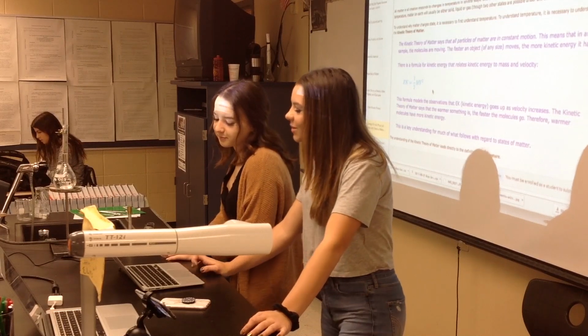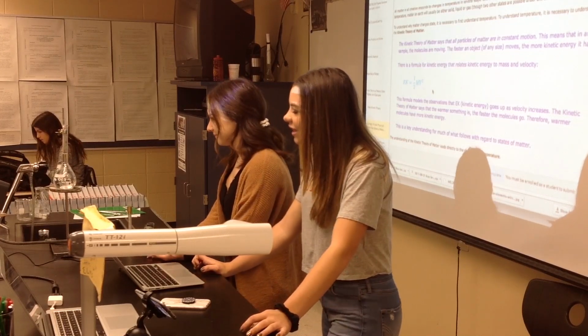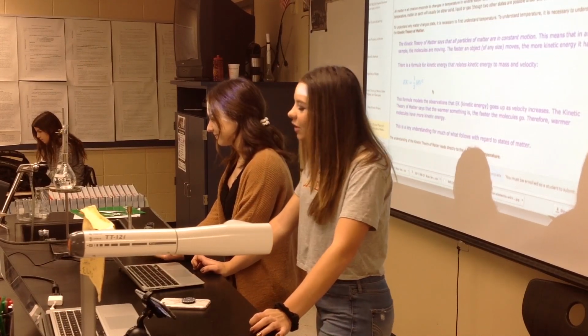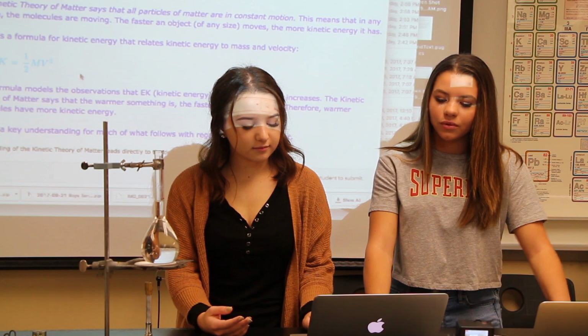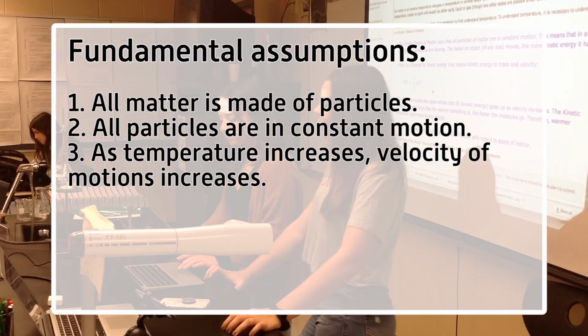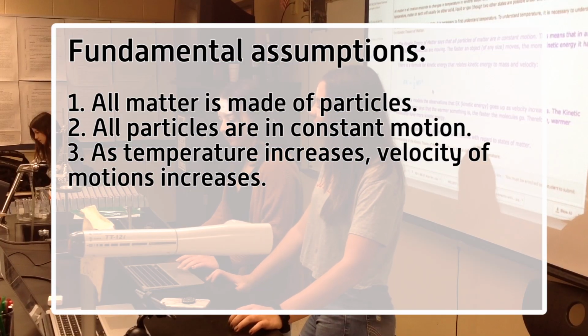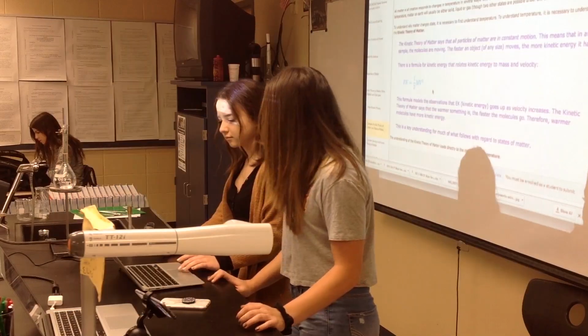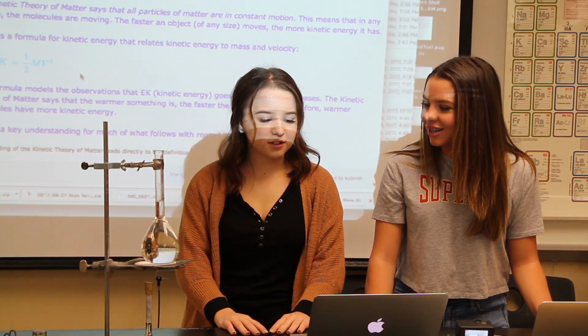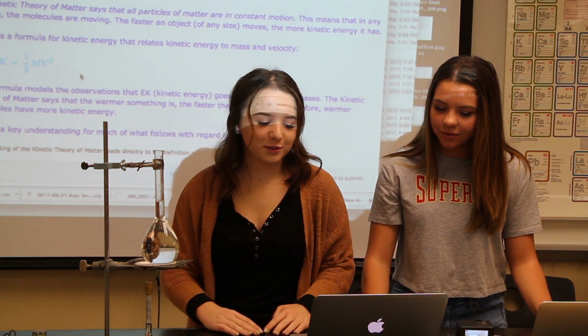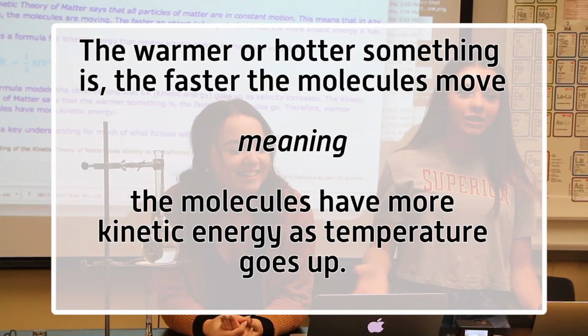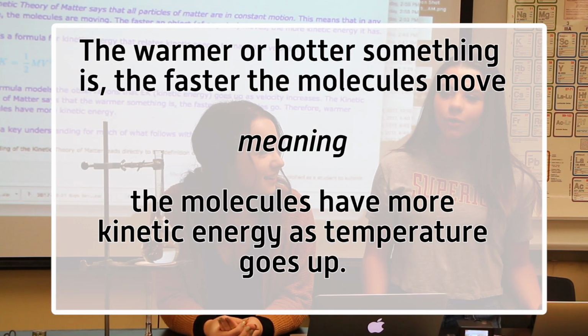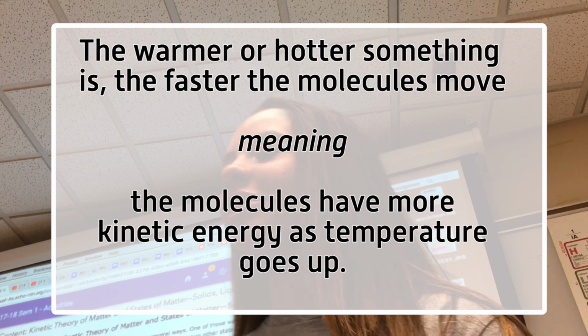The formula models the observation that kinetic energy goes up as the velocity increases. The kinetic theory of matter says that the more you warm something, the faster its molecules will go. Therefore, warmer molecules have more kinetic energy. This is a key understanding for the states of matter. So basically, the warmer it is, or the faster it is, the more kinetic energy it has.